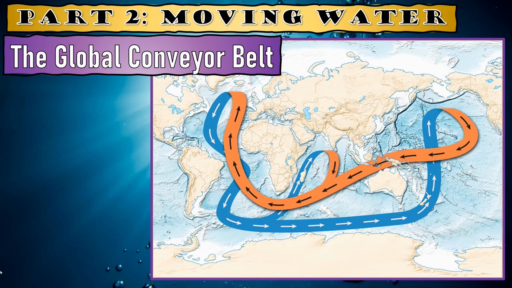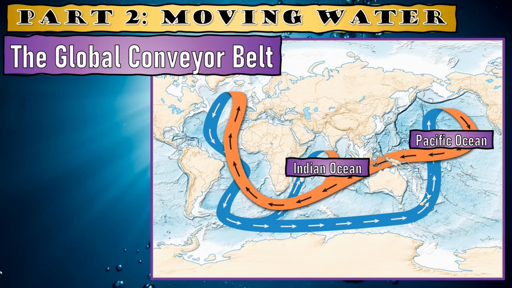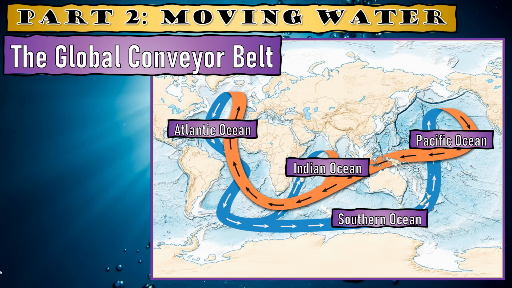What you see on your screen right now is a map of something called the Global Conveyor Belt. The Global Conveyor Belt is a river of ocean water that connects the Pacific Ocean to the Indian Ocean to the Atlantic Ocean and the Southern Ocean. The Southern Ocean may not be as familiar to most of you. It is not an ocean that is generally recognized in a geography class, but it is in an earth science class because this is the waterway that surrounds Antarctica. The one ocean that has been left off here is the Arctic Ocean.